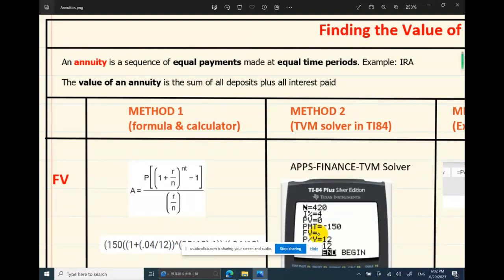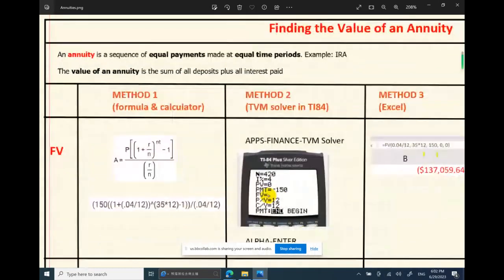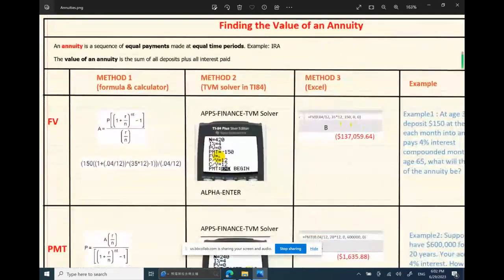All right, let me repeat the definition. An annuity is a type of investment plan, and you deposit equal payments at equal time periods. In the real world, an IRA is a good example of an annuity. IRA stands for Individual Retirement Account. All right, so that's the definition of annuity.